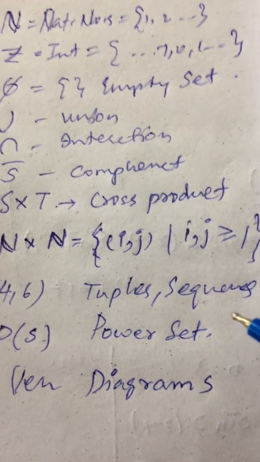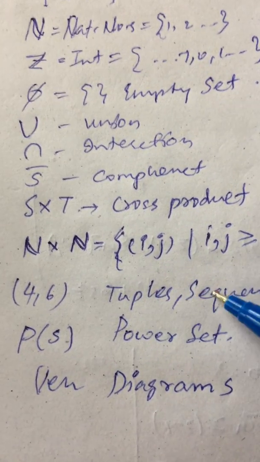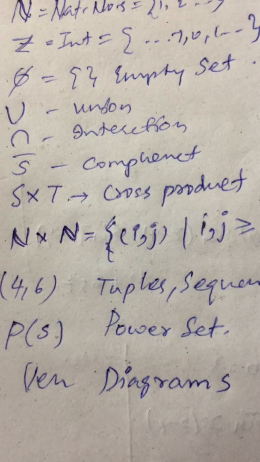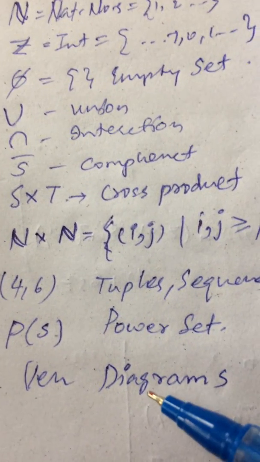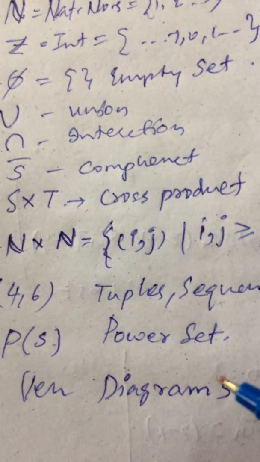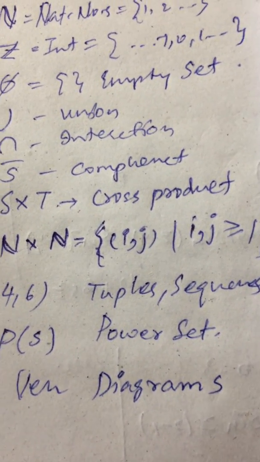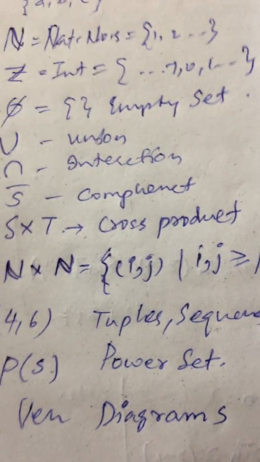Next we have the tuples, and these are the tuples, and you can also say a sequence. And the power set: the number of subsets we can form is known as the power set. So 2 to the power n, where n is the number of elements of the set. Next we have Venn diagrams. So these are the basics of sets.